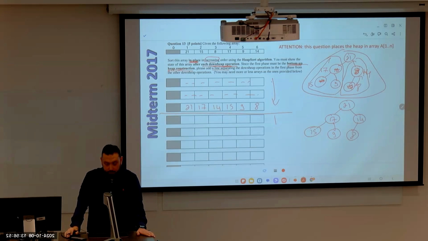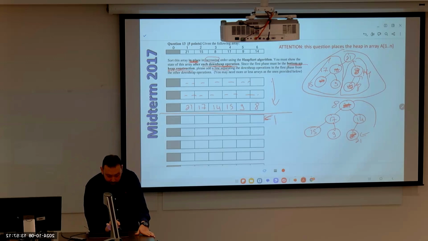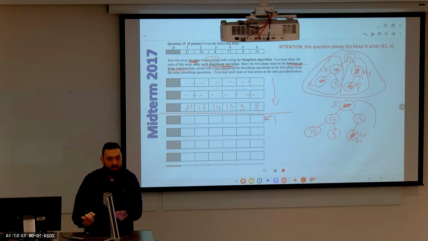Yes, 21. Okay, so I switched the 21 and the 8. So technically, what's going to happen here, I have here 21, and then I have here 8. Do I write it? No. Do I write it here? No. Oh, no, I need to do the full down heap. Why? Because each down heap operation, this is not a down heap yet. Okay, so what do you do?